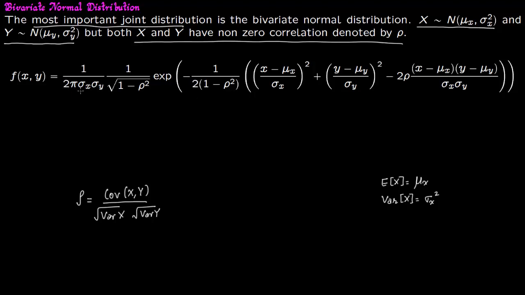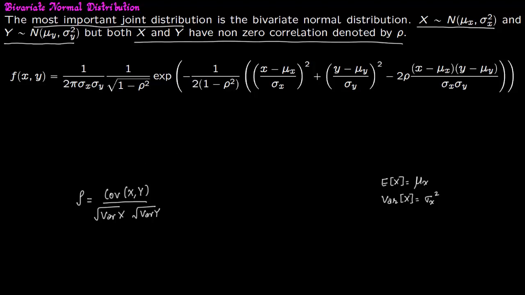So 1 by 2 pi sigma x sigma y, 1 divided by square root of 1 minus rho square, and then you have exponential minus 1 by 2 (1 minus rho square), you have ((x minus mu x) by sigma x) square. Similarly for ((y minus mu y) over sigma y) square, and then you have minus 2 rho times (x minus mu x) times (y minus mu y) divided by sigma x sigma y.